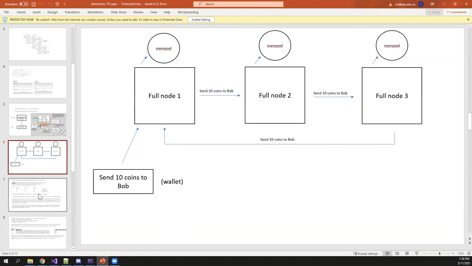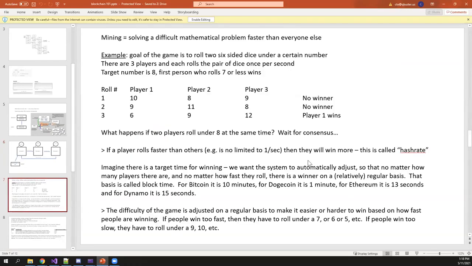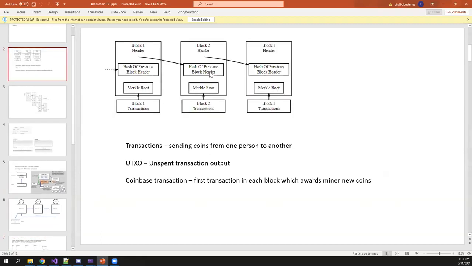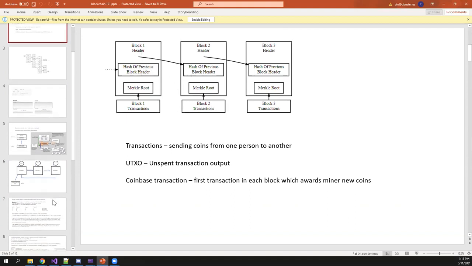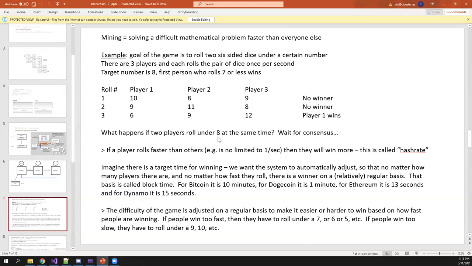Okay, so I want to talk about mining. We hear a lot about mining Bitcoin or mining Ethereum and so on. Mining is kind of like a game, and the game is to solve a mathematical problem. The mathematical problem actually happens to be the block hash, which is that linking thing. Remember, we talked about the hash of the previous block header. So the mining problem is solving this hash. That's it. But I want to talk a little bit about the game theory of it.